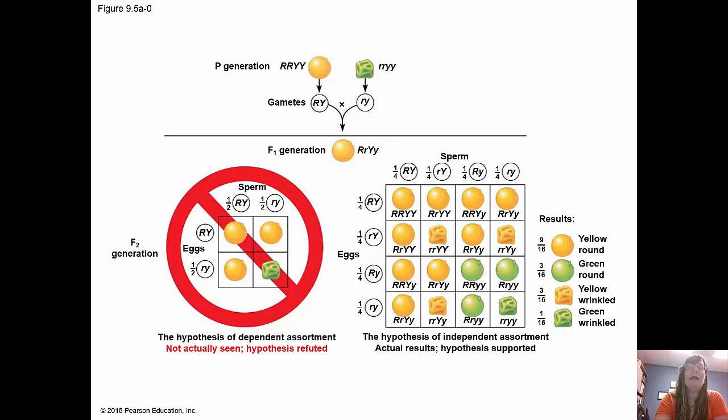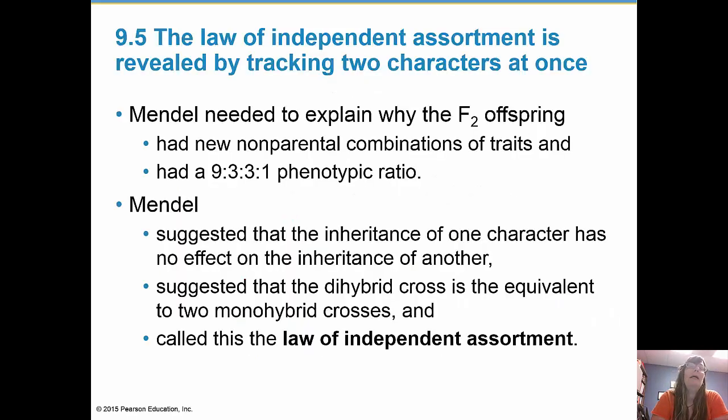And for genotypic, you just count how many big R, big Y's there are, how many big R, little r, big Y's there are, and just write it up. So he had new non-parental combinations of traits and had this 9:3:3:1 phenotypic ratio. So he suggested that inheritance of one character didn't affect the inheritance of another.